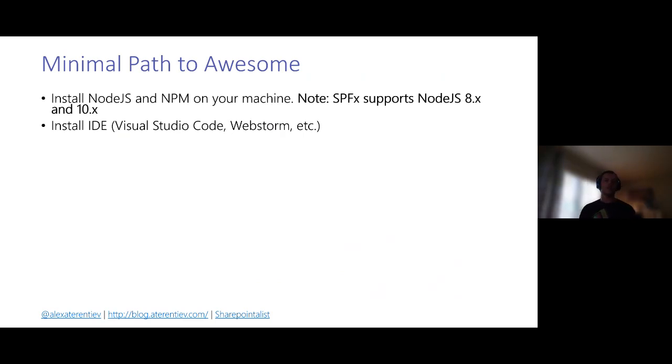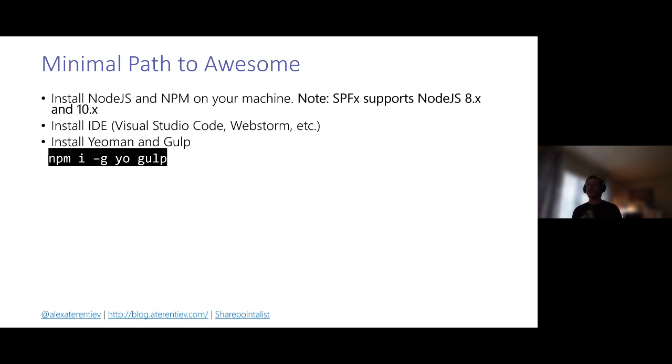So even if you use any other IDE, it's at least good for you to be familiar with Visual Studio Code as well. So the next step is to install Yeoman and Gulp to your machine, and this is done using npm. I here in this command is a shortcut for install. The -g parameter shows that we are installing these modules globally and they will be available across your machine. Yo is a shortcut for Yeoman and Gulp is Gulp.